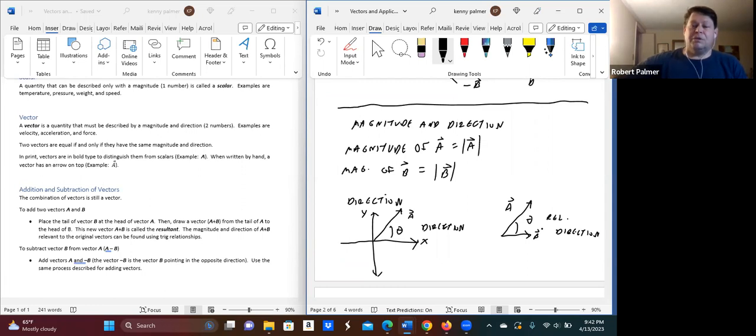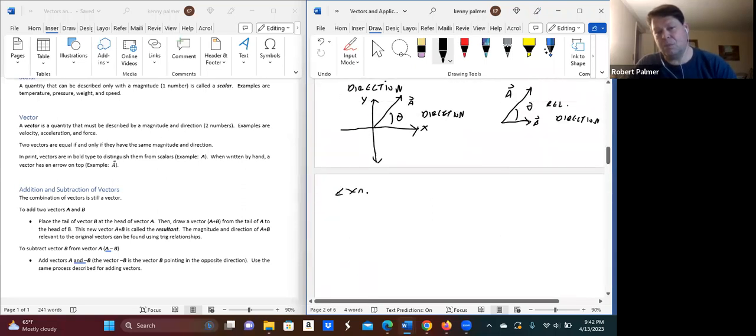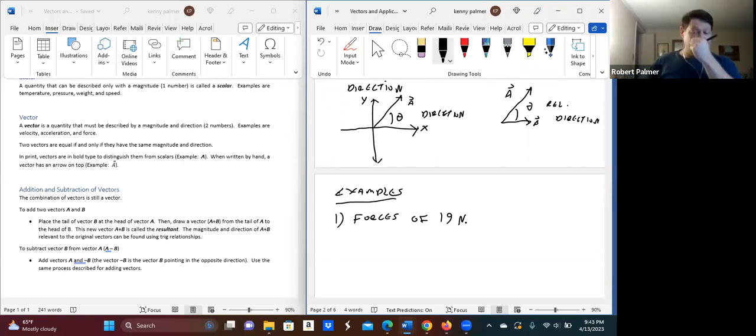Okay. So let's look at a few examples now that we've seen this, working with these ideas. Okay, so let's say number one, we have two forces of 19 newtons. So a newton is a unit of force.